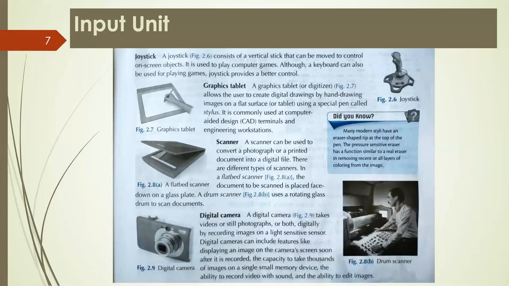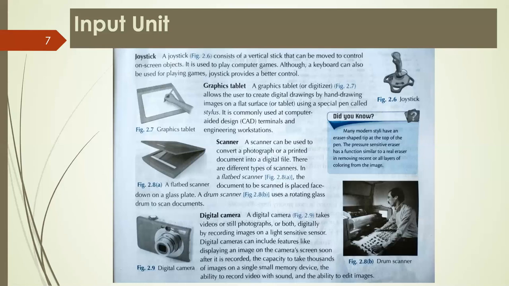Next is the digital camera. A digital camera takes video or still photographs, or both, digitally by recording images on a light sensitive sensor. Digital cameras can include features like displaying an image on the camera screen soon after it is recorded, the capacity to take thousands of images on a single small memory device, the ability to record video with sound, and the ability to edit images also. So the digital camera, you already know, is also an input device to take video, photographs, or both, or you can record also.